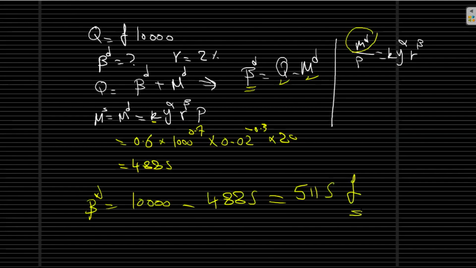Okay, and that would be the demand for bonds, and that is the last question in this tutorial. I hope it's clear now. Just to summarize, what we did here is very straightforward. We were given the total financial wealth and the real interest rate. We wanted to calculate the demand for bonds, which is straightforward because we have everything we need. You just need to plug the numbers into the money demand function and then calculate the demand for bonds.